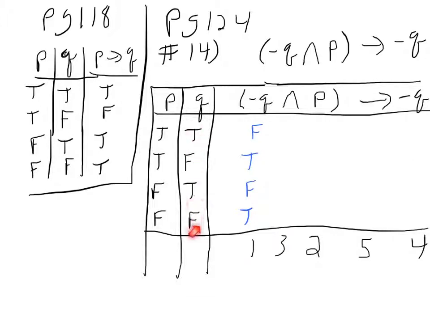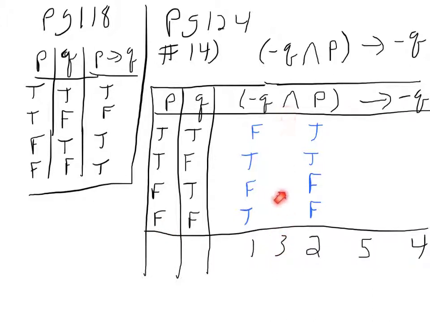If you look at this column, and you look at this column, if Q is true, then not Q is false. If Q is false, then not Q is true. So they're just opposites. And here we just want P. I'm just going to recopy P. No changes. True, true, false, false. So here I just recopied P.